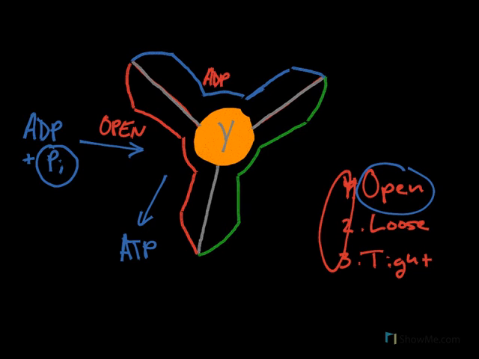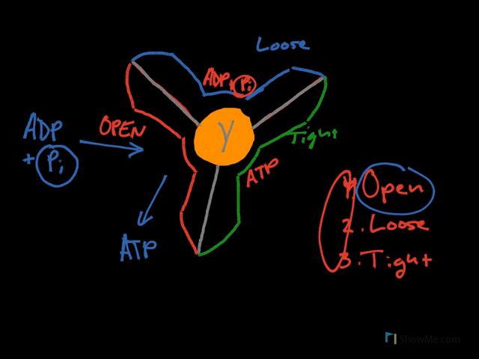If a site is in loose conformation, it will be holding ADP and inorganic phosphate closely to it, waiting for the reaction to occur. So this conformation is going to have a really high affinity for ADP and inorganic phosphate. So this is loose. And the third conformation is tight. This is when the greatest affinity for ADP and inorganic phosphate will occur.